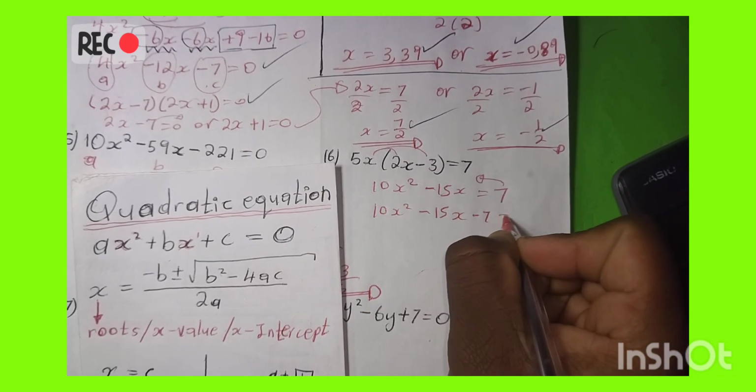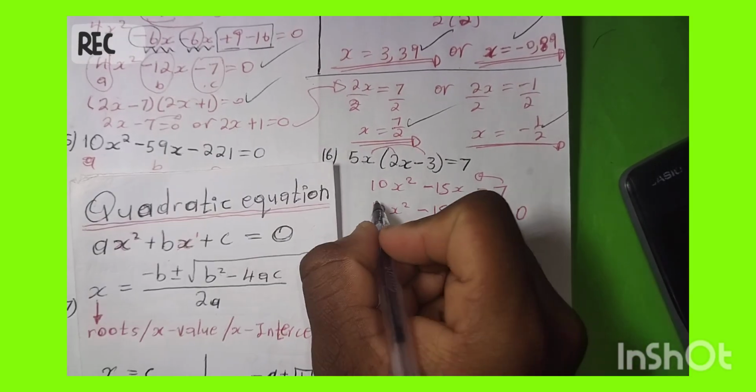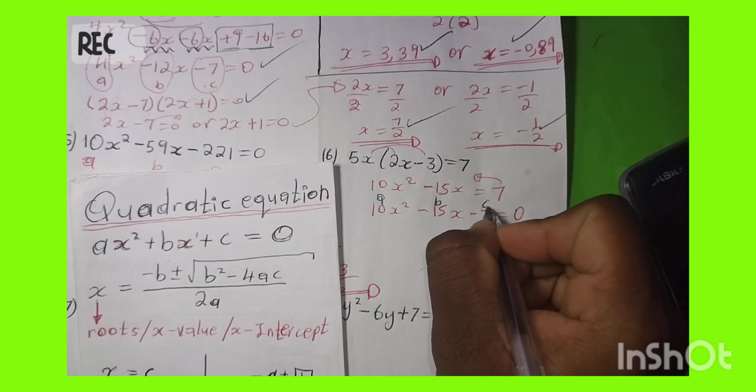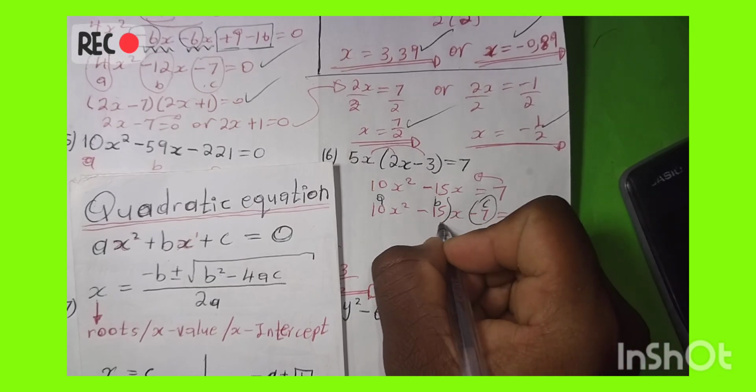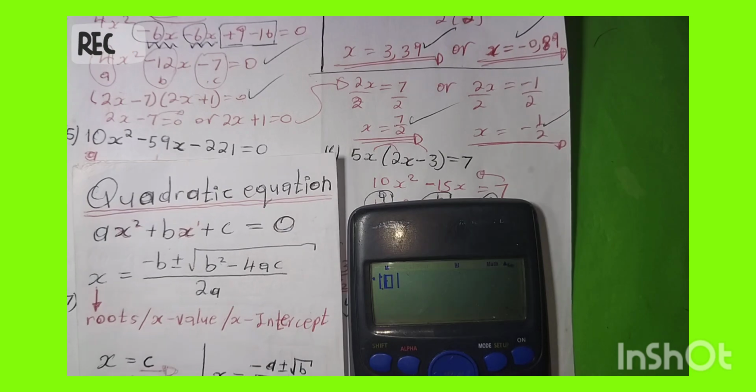15x minus 7, 0 there. This one is my A, B, C, D. A, B, C. All this, all that, and all that. Use my equation there to press that thing then.